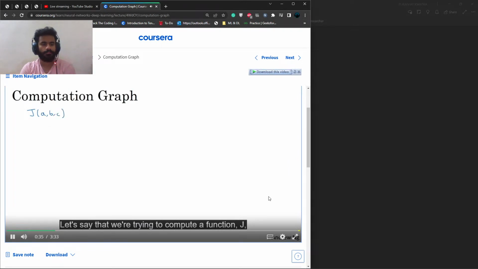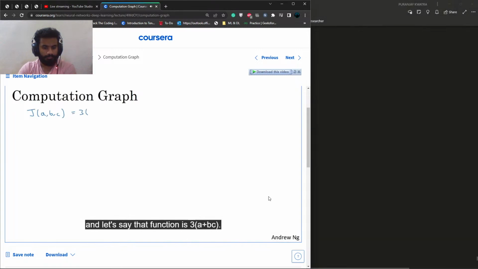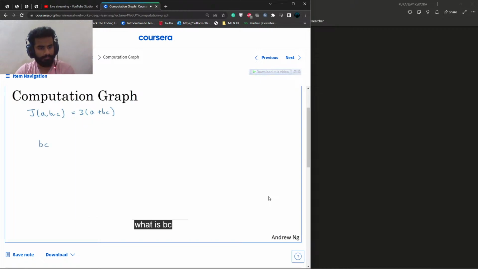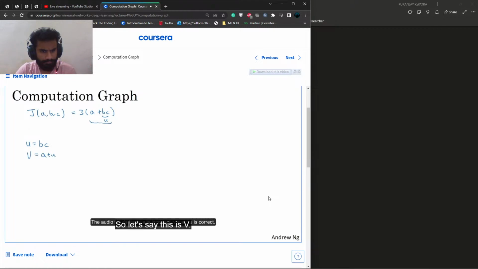Let's say that we're trying to compute a function, J, which is a function of three variables a, b, and c, and let's say that function is 3 times (a plus b times c). Computing this function actually has three distinct steps. The first is you need to compute what is b times c, and let's say we store that in a variable called u, so u is equal to b times c, and then you might compute v, which is equal to a plus u, so let's say this is v, and then finally your output J is 3 times v, so this is your final function J that you're trying to compute.